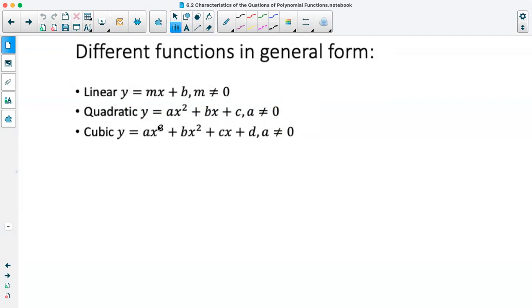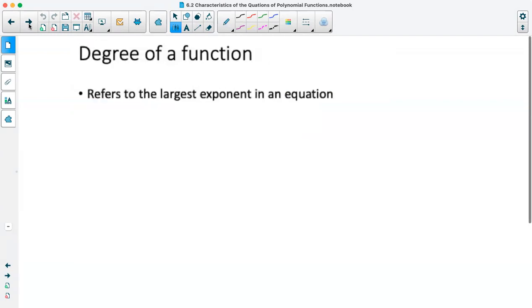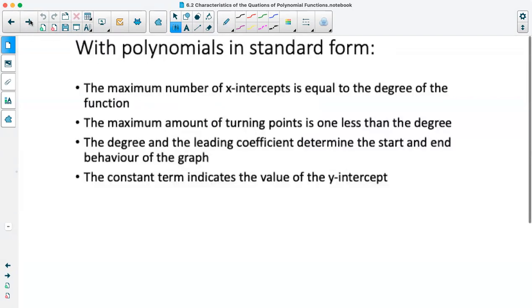Once again, if you remember, our largest exponent is our degree. So our linear function would be degree 1, quadratic degree 2, cubic is degree 3. Once again, degree of a function refers to the largest exponent in the function. Now with polynomials in standard form, the maximum number of x-intercepts is equal to the degree of the function. So if we have degree 1, we can have up to 1 x-intercept. If we have degree 2, we can have up to 2 x-intercepts. Degree 3, we can have up to 3 x-intercepts.